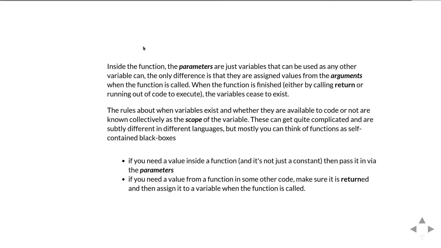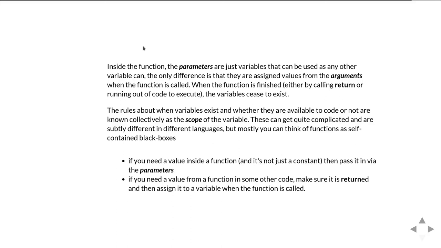Inside those functions, those parameters are just variables, and you can use them just like any other variable. The only difference is that they are assigned their values from the arguments when the function is called. So when you call the function, it looks at the arguments you've put in the call and matches them up to the parameters, and then sets those parameters equal to those values. When the function finishes, either by having a return statement or by simply running out of code, those variables cease to exist. So in our previous example, when the function finishes, number 1 and number 2 disappear and you can't get at them any longer.